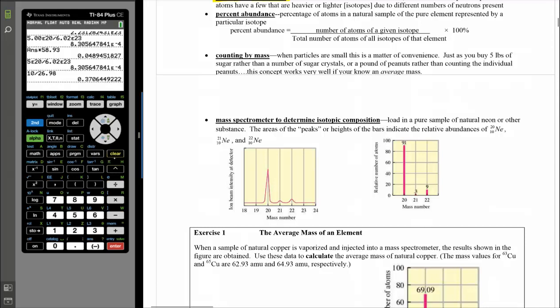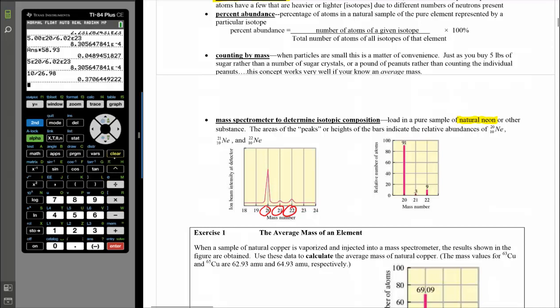So for example, here on page 2 of the packet, the mass spectrometer data is given for neon. So this is a sample of natural neon. And what the data points out here for us is that there are 3 different kinds of neon atoms. There's neon 20, neon 21, and neon 22. And the way we can tell that is by the peaks here on this little graph.